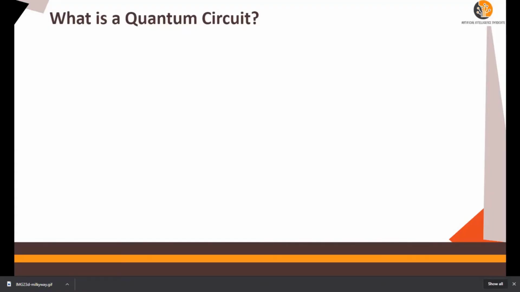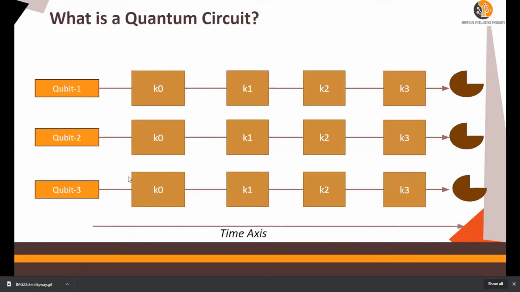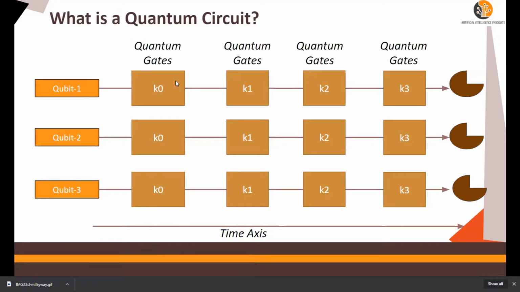In the previous video, we talked about what is a quantum circuit. Let's take a look at it again. A quantum circuit is basically a diagram which shows how to do a quantum computation. You have qubits laid out in time axis format. So how you read this is top to bottom, and then left to right. So these boxes are quantum gates, basically computing gates, logical gates.